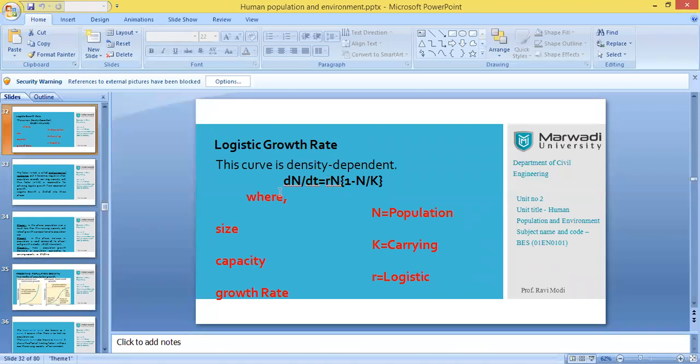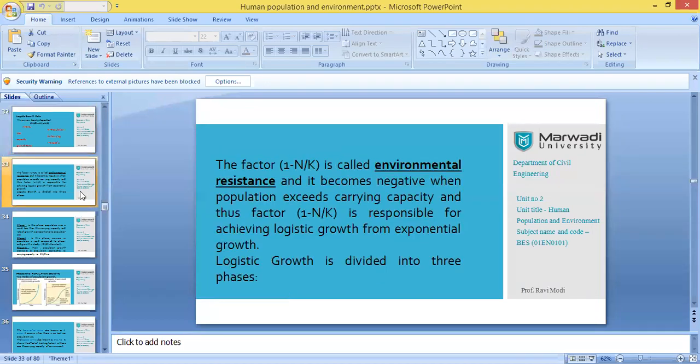We are moving on to the numericals in 1 or 2 slides, but before that I will show you this particular graph. dN/dt = rN(1 - N/K). N is the population size, K is the carrying capacity, and r is the growth rate. The factor 1 - N/K is called the environmental resistance, and it becomes negative when the population exceeds the carrying capacity, and thus this factor is responsible for achieving logistic growth from exponential growth.